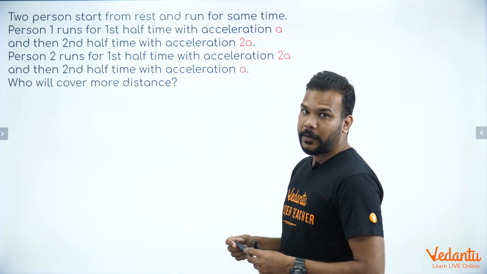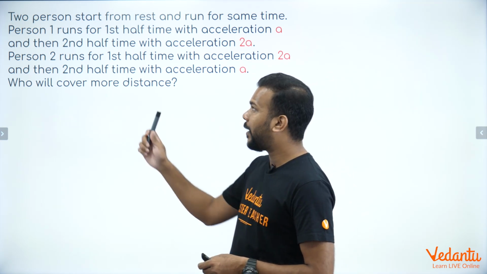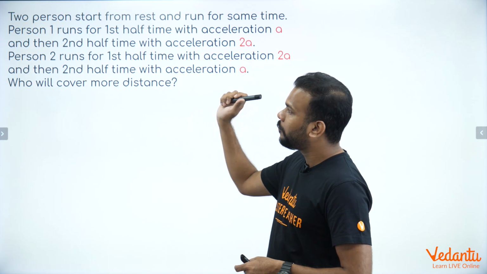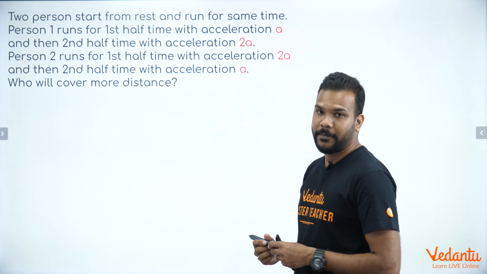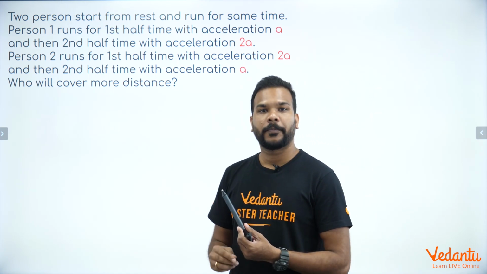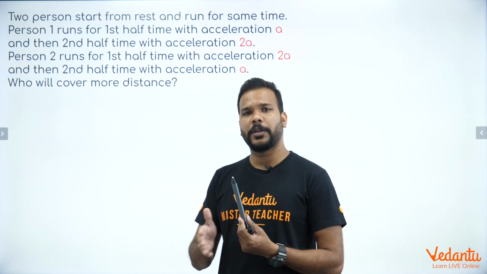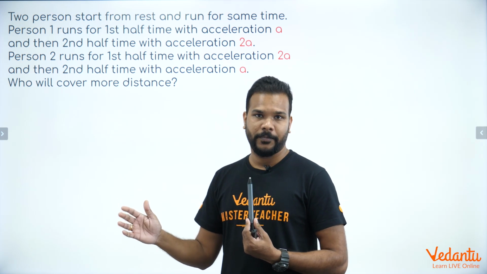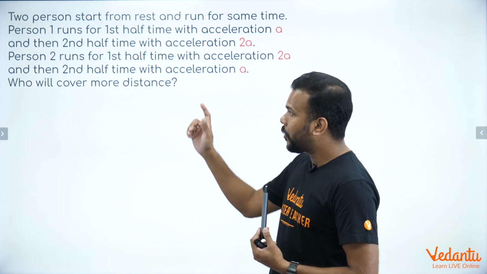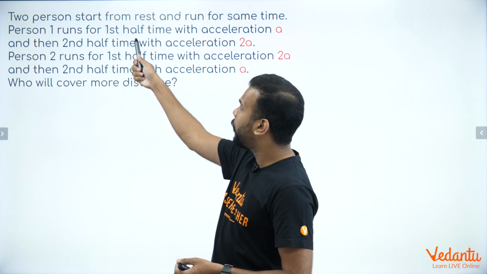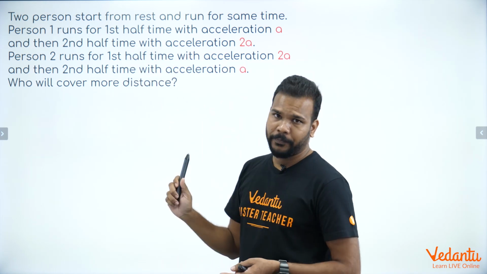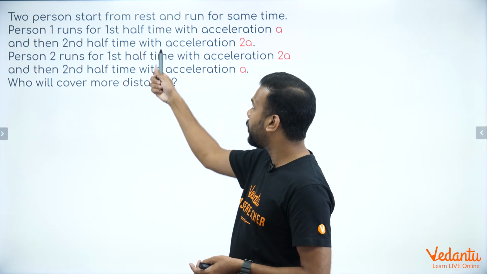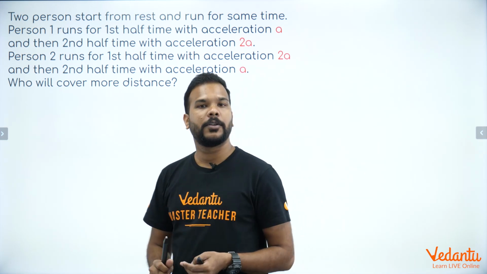Okay, so what does the question say? Let's read it. The question says that two persons start from rest and run for the same time. So there are two guys starting from the same point and going to run for the same amount of time. Now what does it say? That person 1 will run for the first half of the time with an acceleration a, and for the next half of the time he is going to use the acceleration 2a.